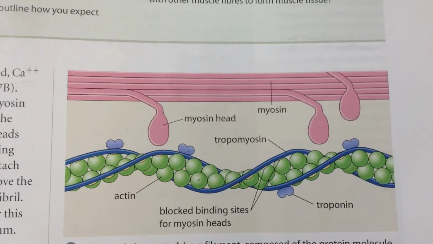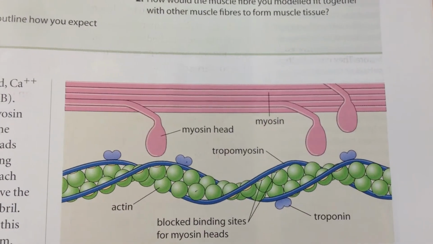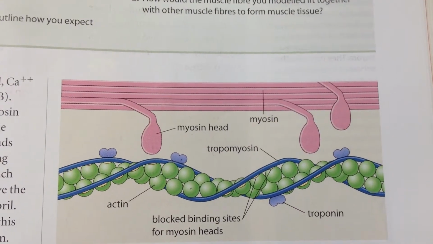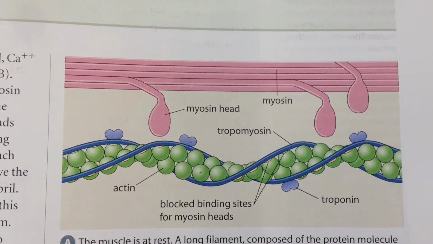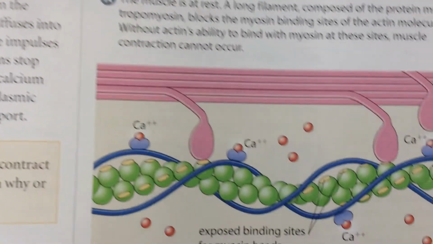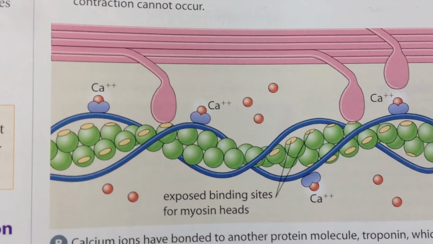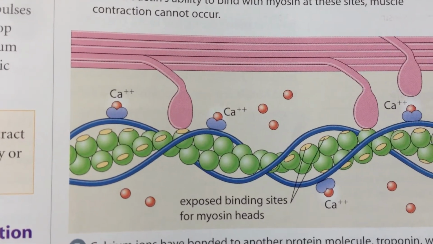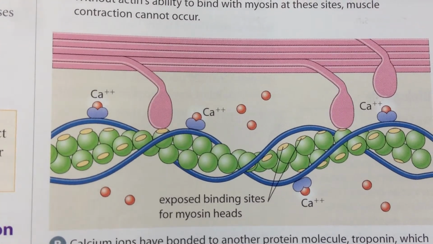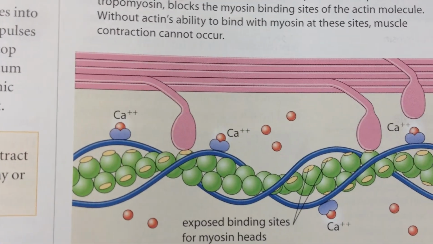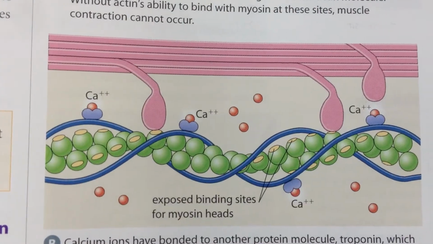The muscle is at rest. A long filament composed of the protein molecule tropomyosin blocks the myosin binding sites of the actin molecule. Without actin's ability to bind with myosin at these sites, muscle contraction cannot occur. Calcium ions have bonded to another protein molecule, troponin, which is a part of the actin myofilament. The resulting complex repositions the tropomyosin, exposing the myosin binding sites of actin. The myosin heads can bind to the actin and contraction occurs.